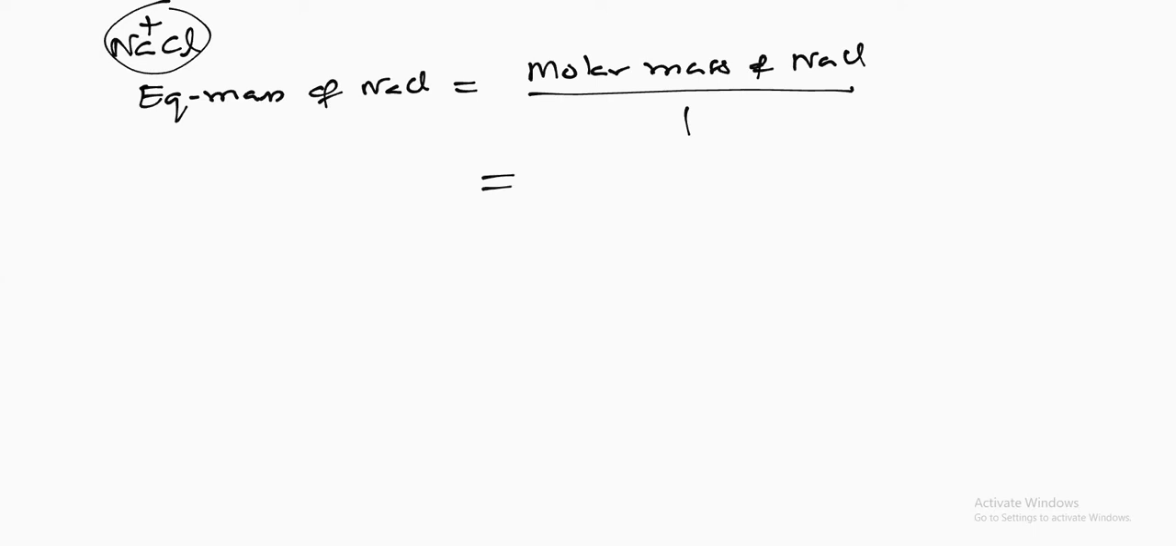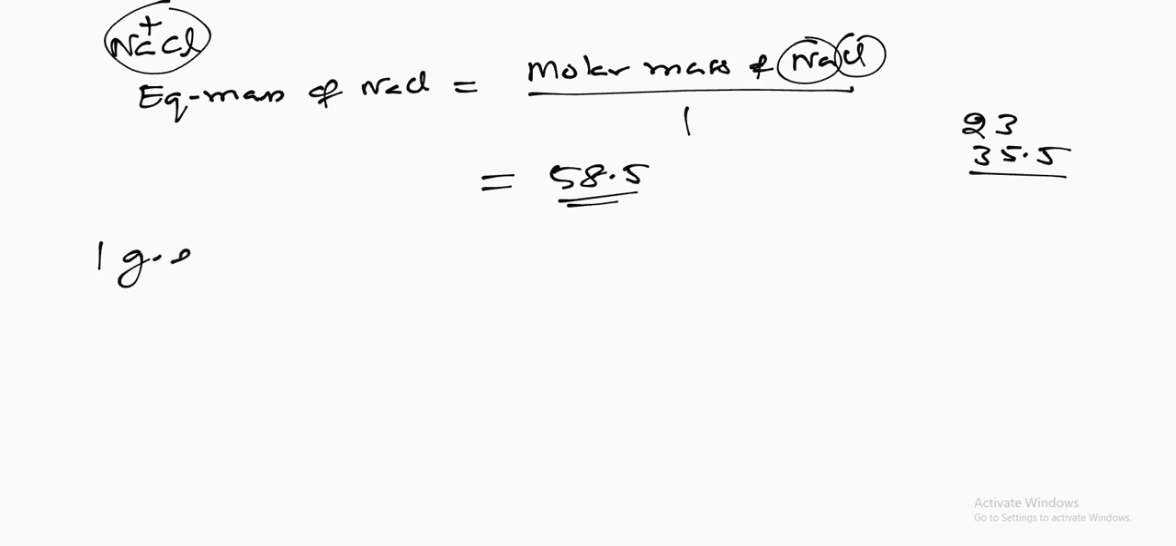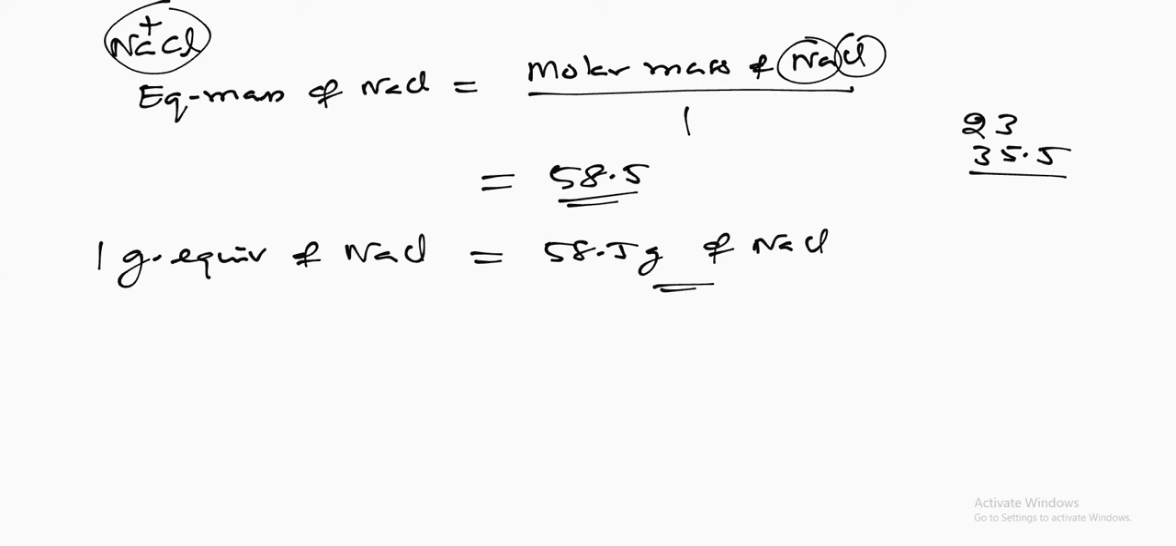What is the molar mass of sodium chloride? Atomic mass of sodium is 23. Atomic mass of chlorine is 35.5. So the molar mass is 58.5 grams. So 1 gram equivalent of sodium chloride is equal to 58.5 gram of sodium chloride. Don't think that 1 gram equivalent is just 1 gram. 1 gram equivalent is nothing but the equivalent mass of the electrolyte. In the case of sodium chloride, it is 58.5 grams.